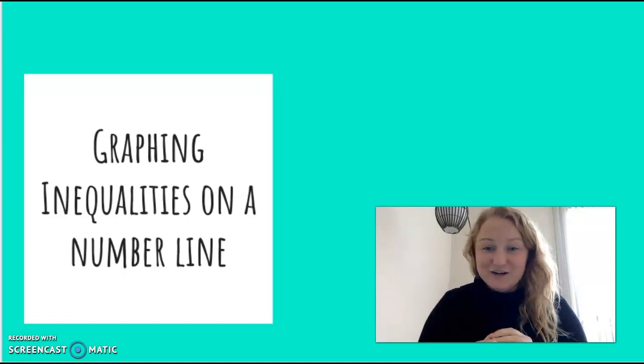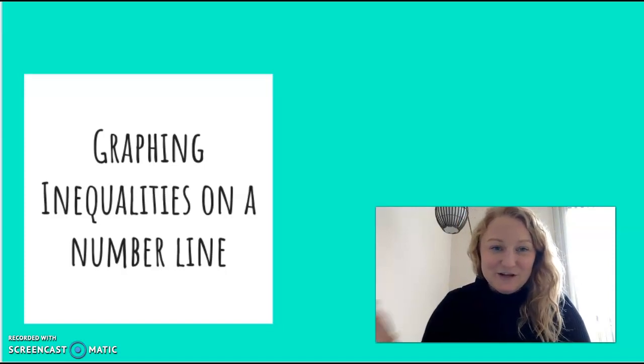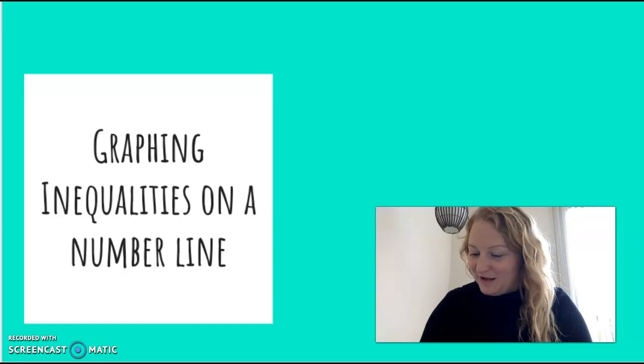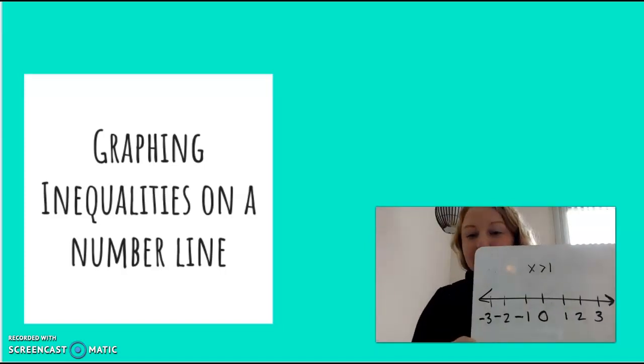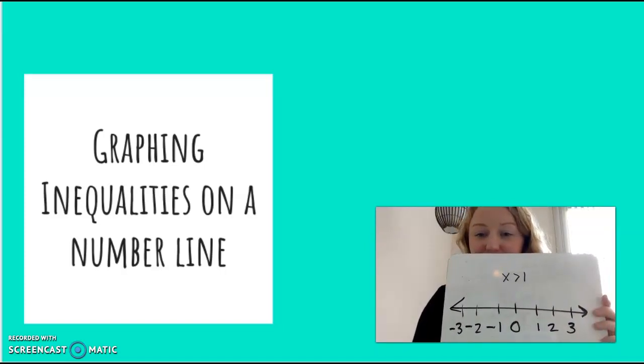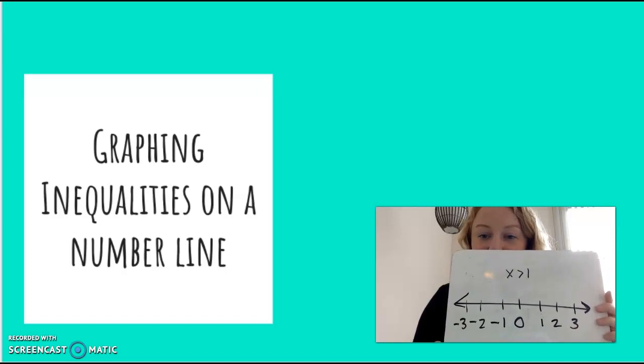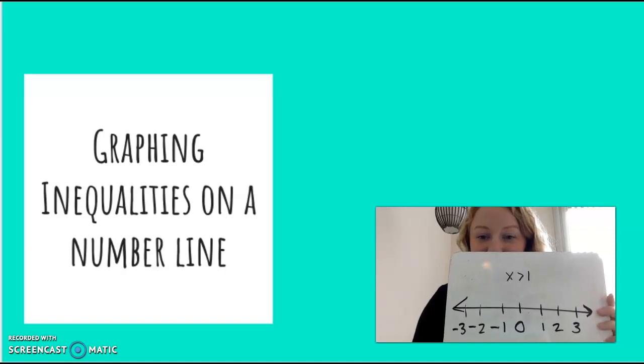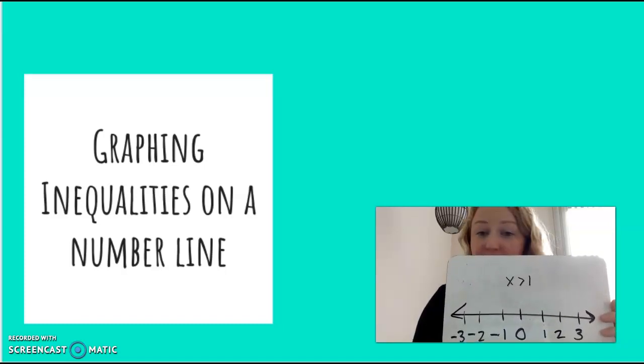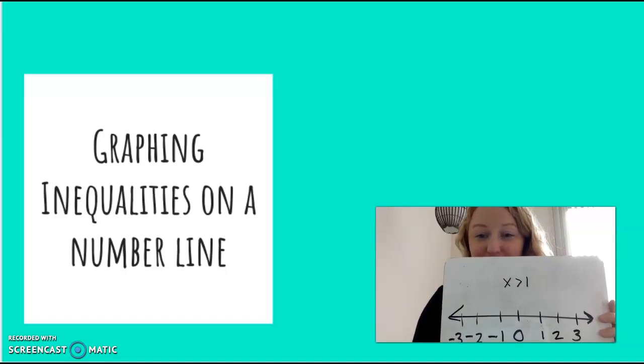So we're going to start with one really small, and I'm just going to do it on my whiteboard here. I might flip over to another screen if I feel like we need a little more room to practice. So let's start with this inequality. I want you to think about how you would read this. I would read it, x is greater than 1. Is x equal to 1? No, it's greater than 1.